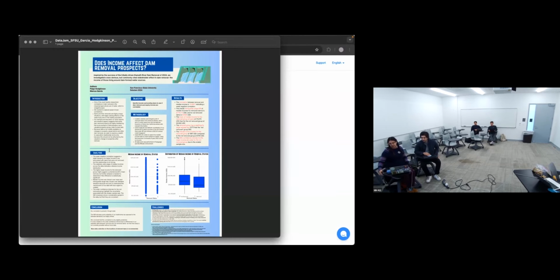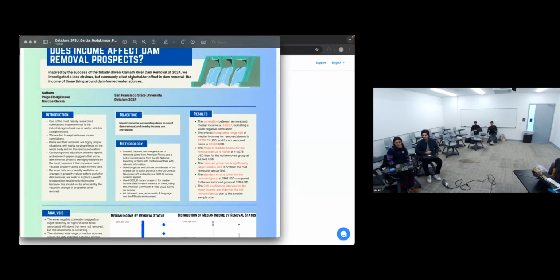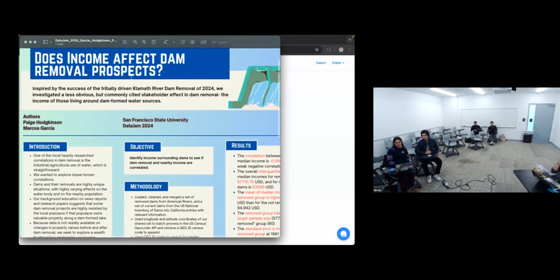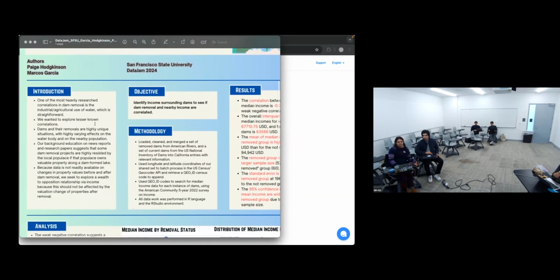So our topic was, we started out a little bit too broad, but it ended up narrowing down to, does income affect dam removal prospects? Inspired by the success of the tribally driven Klamath River dam removal of 2024, we investigated a less obvious but commonly cited stakeholder effect in dam removal, the income of those living around a dam-formed water source.